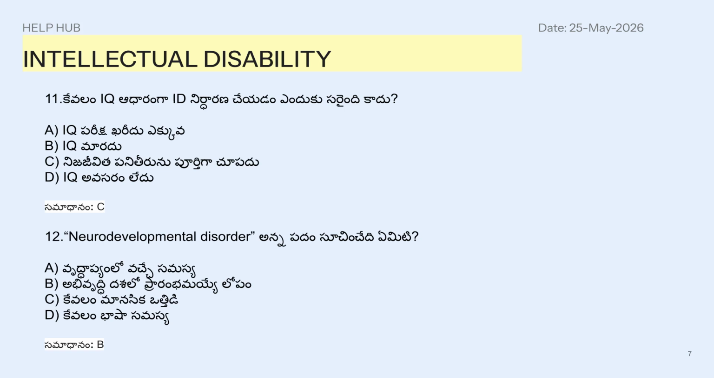Question 11. Why is diagnosing ID solely based on IQ not appropriate? The answer is C. It does not fully reflect real-life functioning. Question 12. What does the term neurodevelopmental disorder indicate? The answer is B. A deficiency starting in the developmental state.